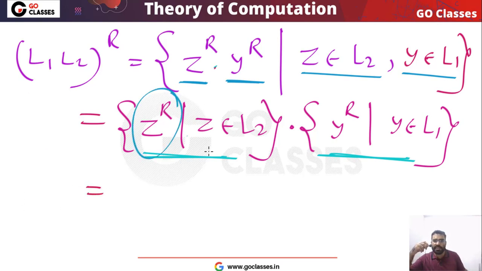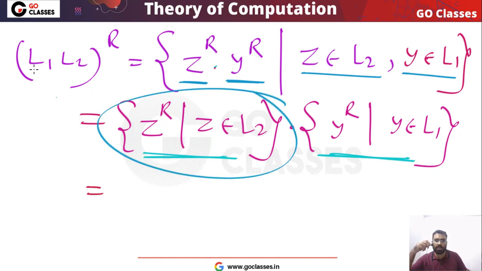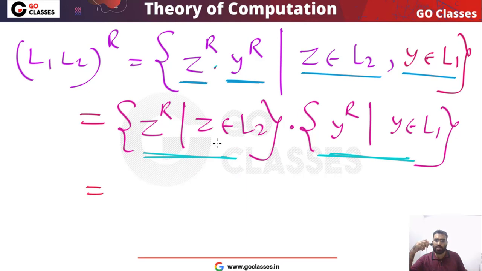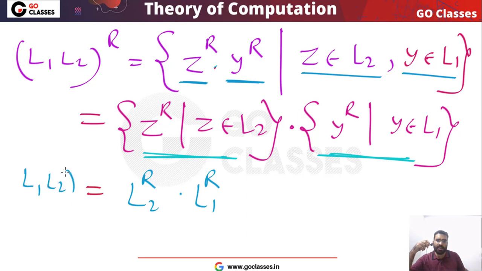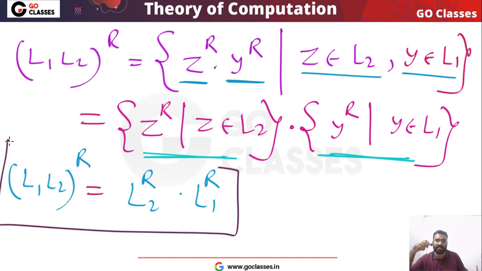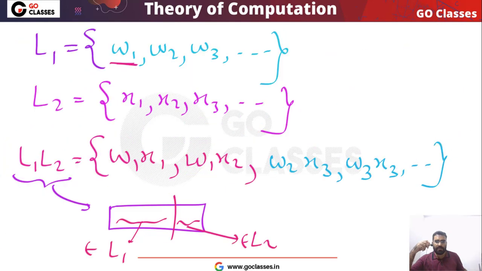Now what is this one? Z reverse, where Z belongs to L2, means that if some string belongs to L2, then we take its reverse. So basically this is L2 reverse. Similarly, Y reverse, where Y belongs to L1, is basically L1 reverse. And this is your proof: L1 L2 whole reverse is equal to L2 reverse concatenated with L1 reverse.